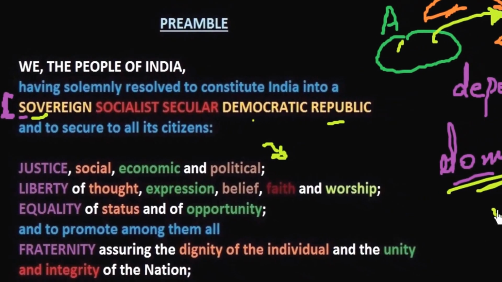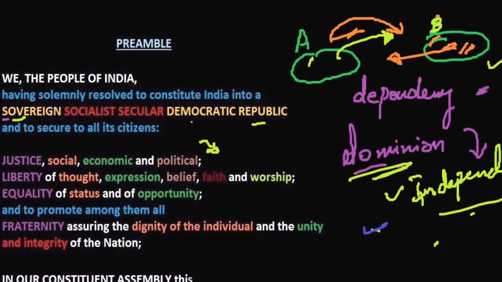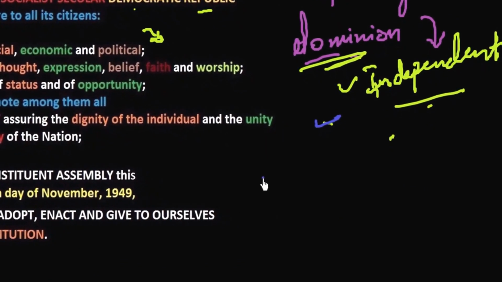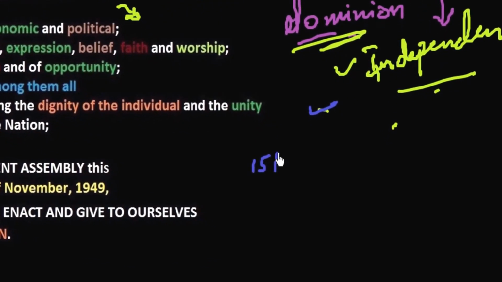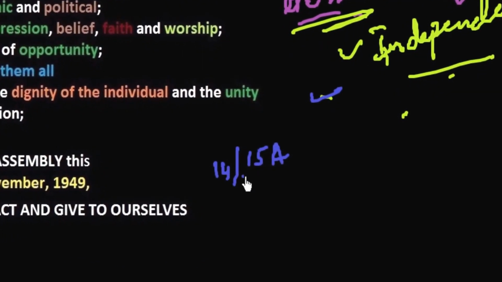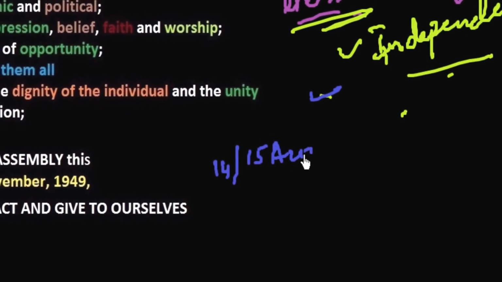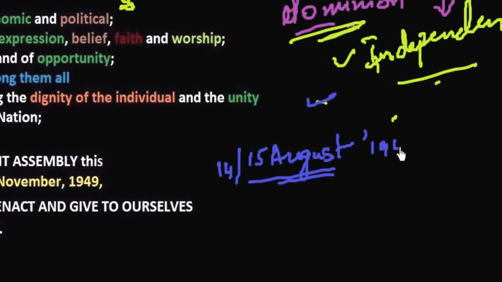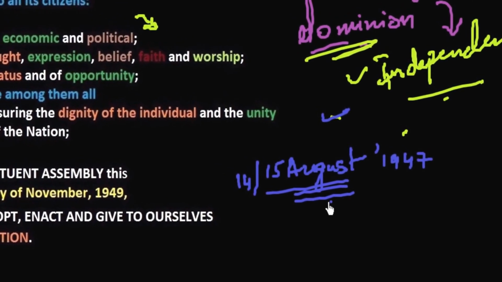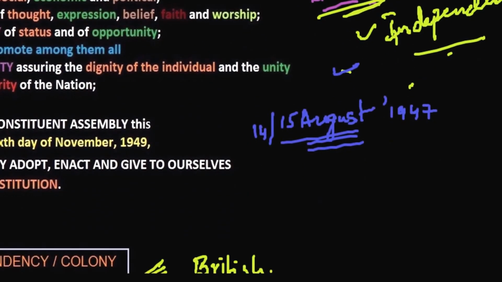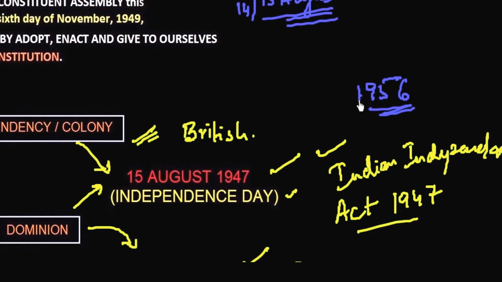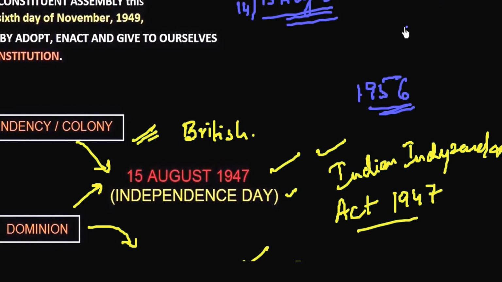Well, it is notable to mention that Pakistan, which also became independent on 15th of August, or rather 14th of August, as they celebrated on that day. After 14th of August 1947, they were still a dominion of the British Empire. Until 1956, they still were under the British dominion.